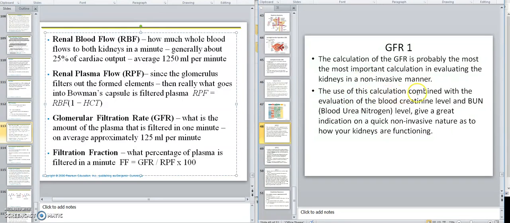The use of this calculation is combined with evaluation of the blood creatinine level, which we'll talk about, and the BUN. We won't say much on BUN. BUN is called blood urea nitrogen. These two values have a normal range. If one or both is elevated, it shows that the kidney is not functioning correctly. When we draw your creatinine and BUN in your SMAC profile, if those are elevated, that points to some trouble there.